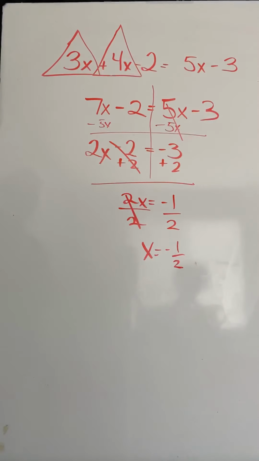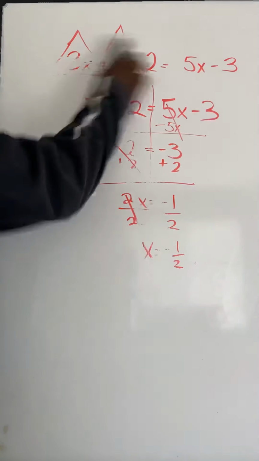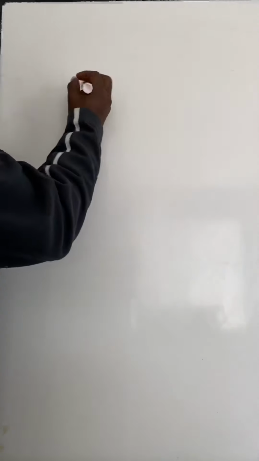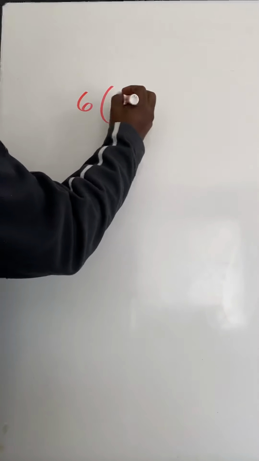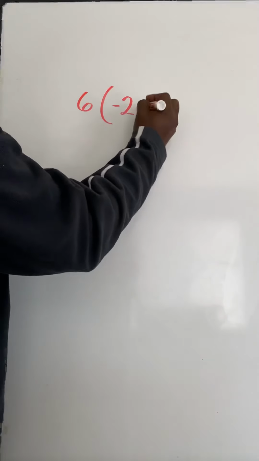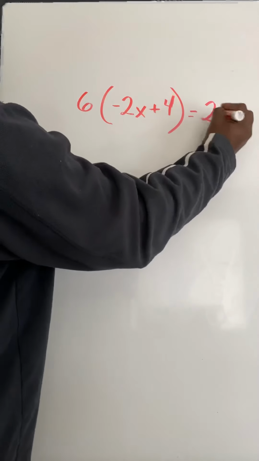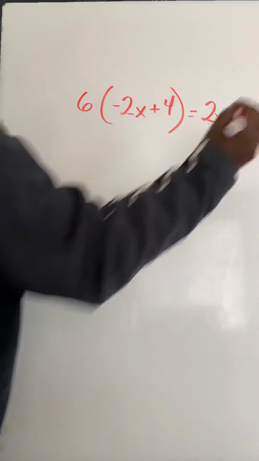Okay, so that's a quick reminder of Dodgers and Angels, Lakers and Clippers, combining like terms, getting them in the right dugout, okay, proper dugout. Also, don't forget we talked about and we learned the distributive property as well. So let's just take this example. 6 times negative 2x plus 4 is equal to 2x minus 3.